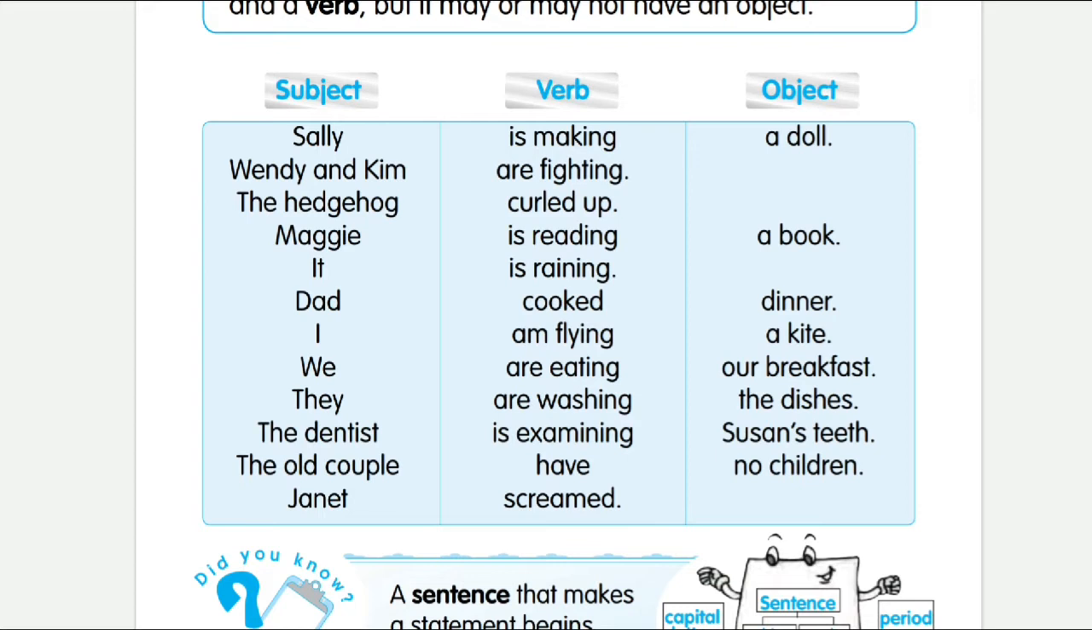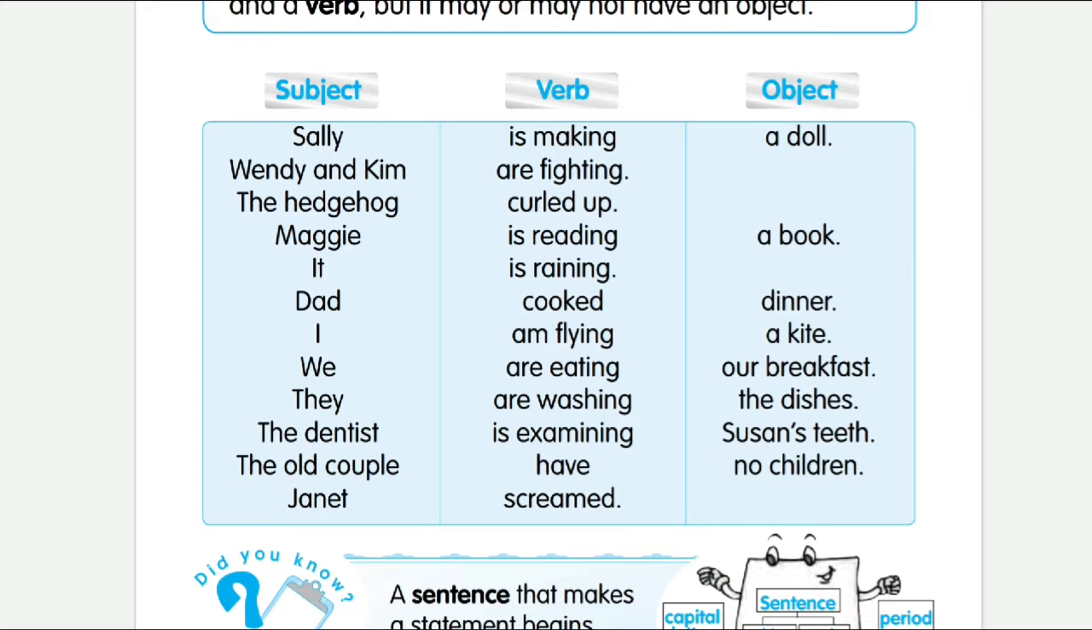Sally is the subject here, the verb is making, and the object is doll. In the second sentence you can see, Wendy and Kim are fighting. Here there is no object, so only then also it is a sentence. The hedgehog laughed. No object, though it is a sentence. Maggie is reading a book. Maggie is reading is also a sentence, and Maggie is reading a book is also a sentence. So sometimes there may be objects and there may not be an object.